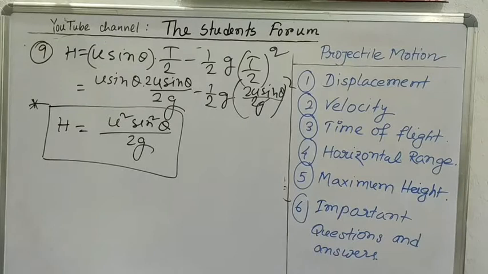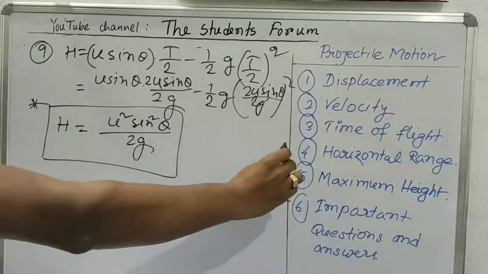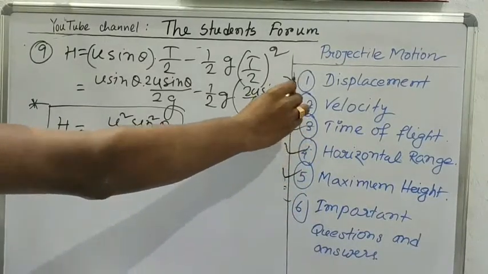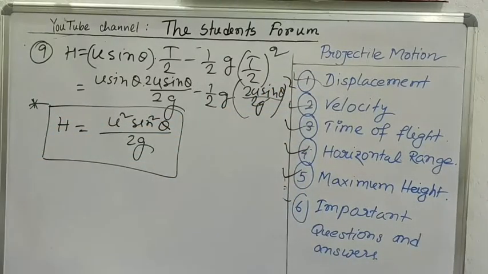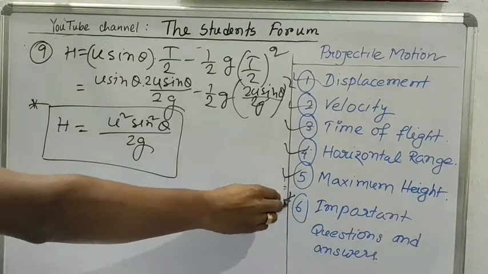So the time of flight, horizontal range, maximum horizontal range and maximum height are the most important relations. Since the last 2-3 years, the questions are coming from these parts. Now these parts we have completed: velocity, displacement, time of flight, horizontal range, maximum height. Now we'll come to the important questions.